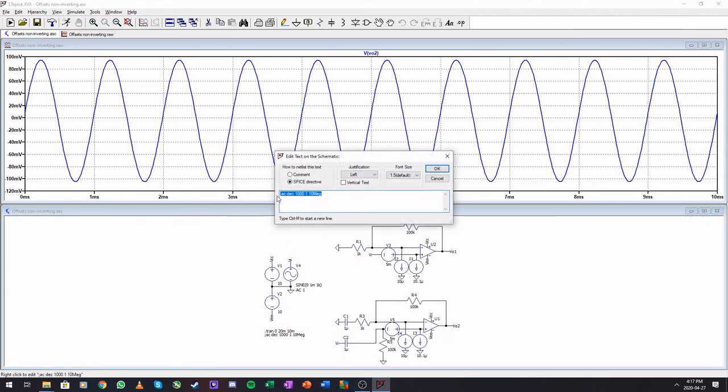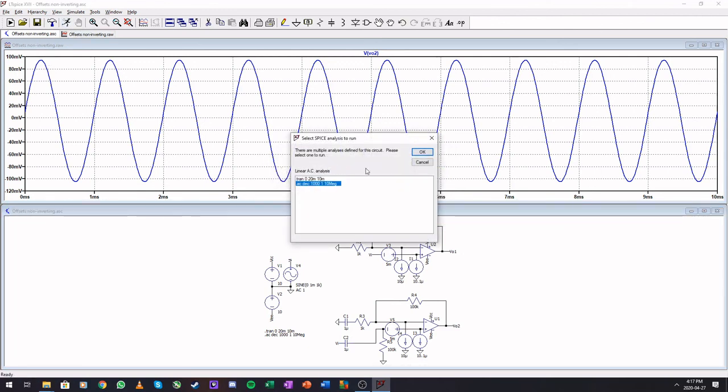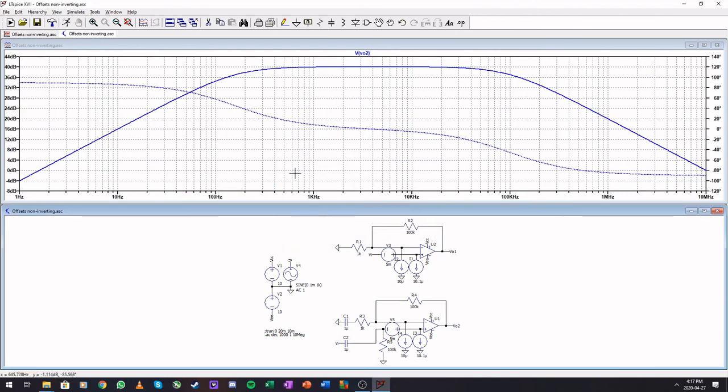Let's have a look at the AC characteristics. Run it, AC, and again the low frequency is affected. That is it for the DC offsets, the DC characteristics of our op amps, and how to counteract the negative effects that it will have in a circuit.